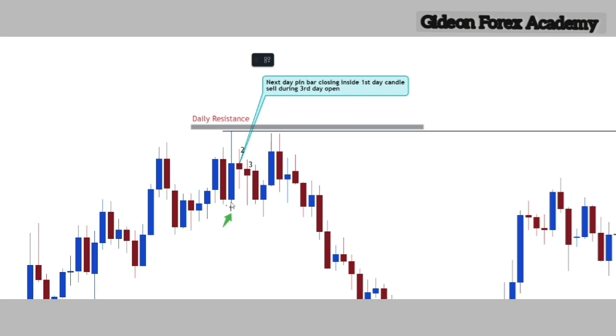All right, so on the second day, we see a pin bar forming. This is the pin bar I'm talking about on the second day, this red candle here. It closes just below. This is where it closes. It closes just inside the first candle on the second day. So on the third day, we are anticipating to sell.